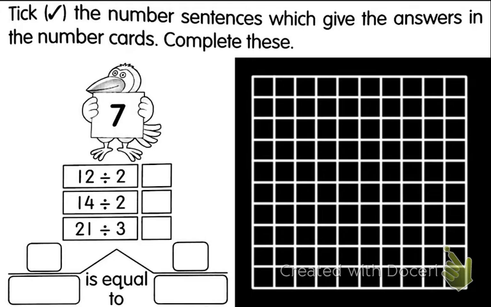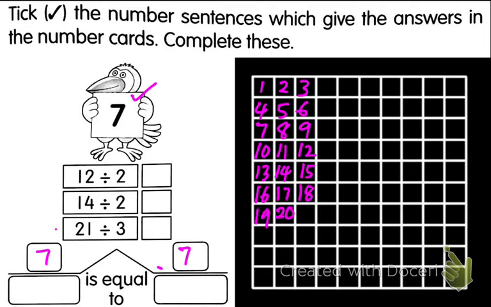Okay, also take the number sentences which give the answer in the number card. This is the number card, number 7. Which number sentences give the same answer? Look at this, 21 divided by 3. 1, 2, 3, 4, 5, 6, 7, 8, 9, 10, 11, 12, 13, 14, 15, 16, 17, 18, 19, 20, 21. Yes, it distributes equally. So, tick.